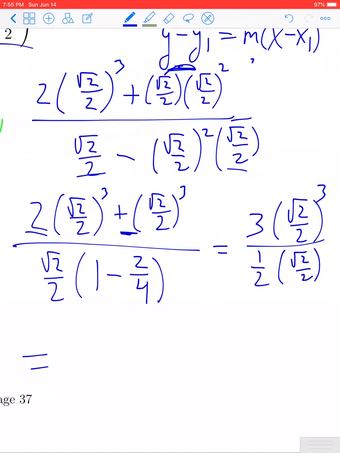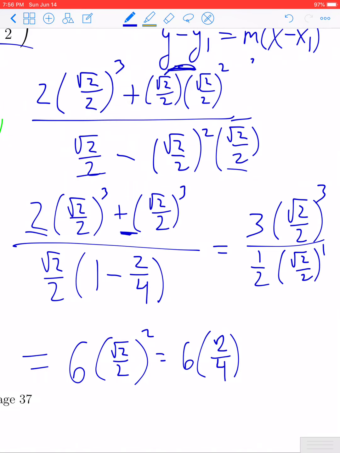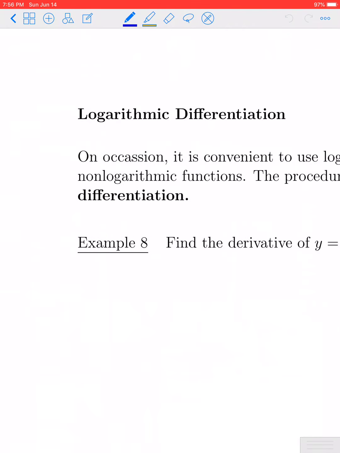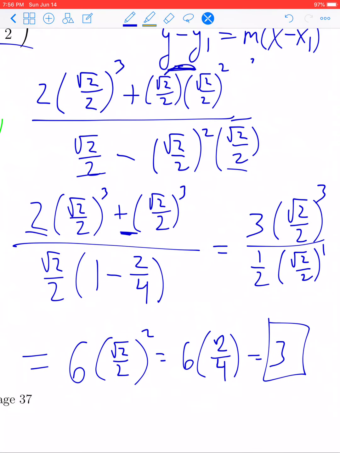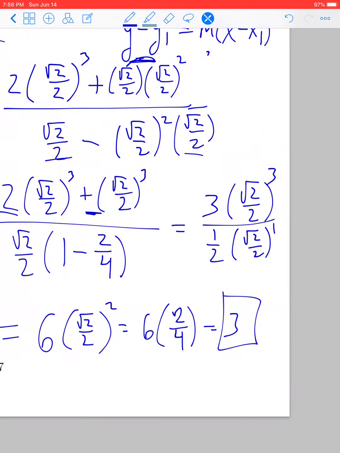This is equal to, so 3 divided by a half, keep change flip. 3 divided by a half will give us 6. And then for this thing, division by like bases, you subtract the exponents. This would become the square root of 2 over 2 squared, which is going to be 6 times 2 over 4, which is a half. And so we get a slope of 3. So at the end of the day, if you work that all the way out, you should find that the slope of that function is 3 at the point.